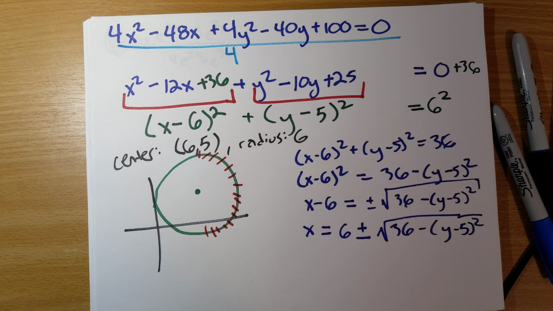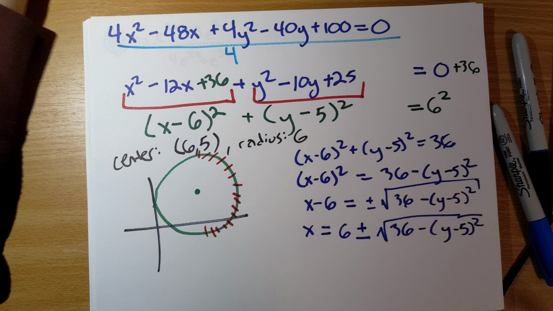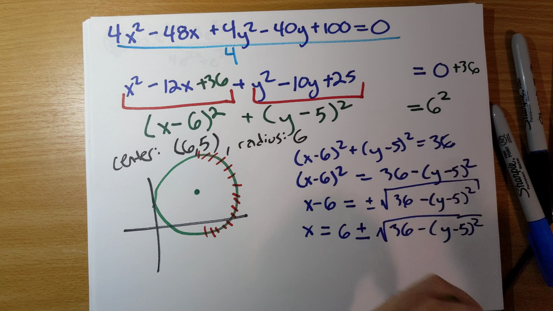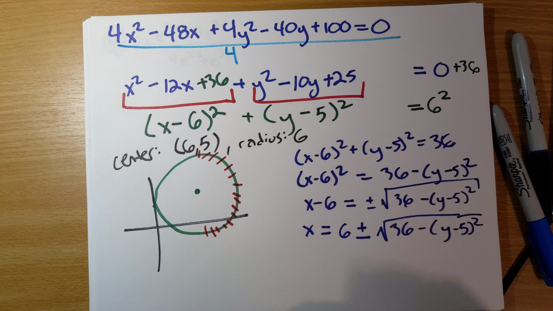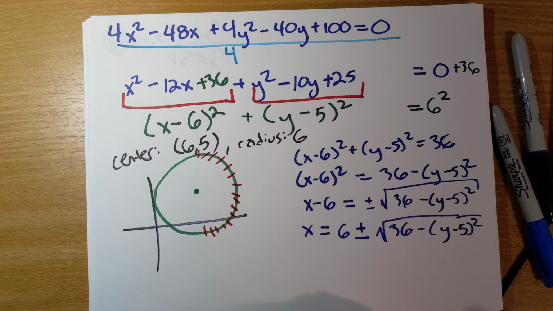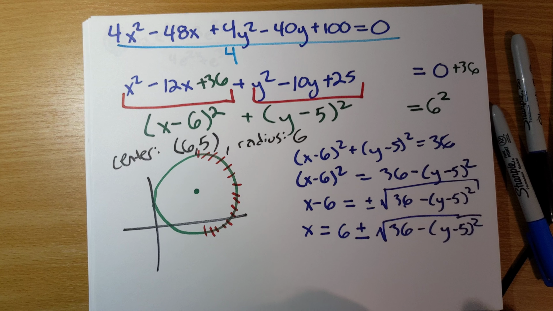Okay, but so we have x written in terms of y. This isn't a good final answer because we need to be more specific. For any particular value of y that we plug in, like y is equal to 4, this is going to give us 2 different values for x, and we don't want that. So what are we to do?